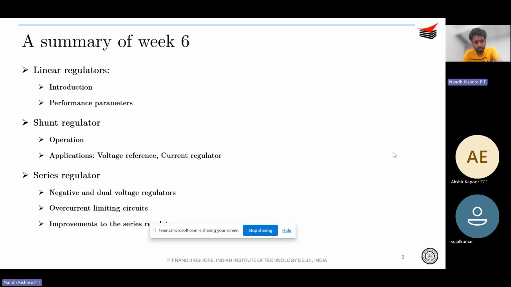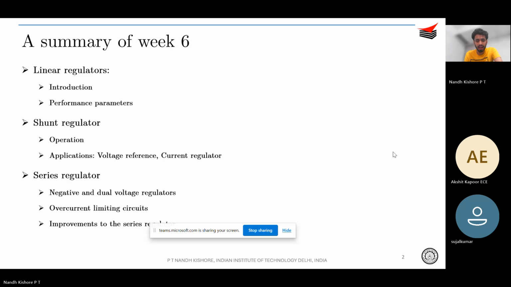You saw the operation of both the circuits. Specifically for shunt, you went through its applications, that is voltage reference generation and current regulator. The voltage reference shunt regulator is used in the making of the series regulator as well. And in series regulator, you went through its operation, then two special categories, the negative voltage regulator and the dual voltage regulator, wherein both the positive as well as negative voltages get regulated.